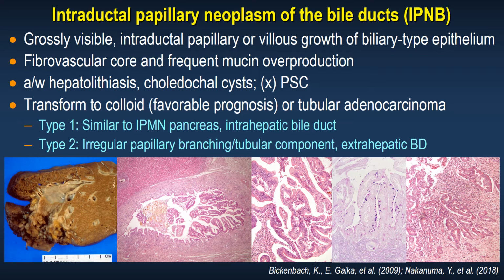IPMB may also be divided into type 1 and 2. Type 1 mainly involves intrahepatic duct and is similar to pancreatic IPMN. Type 2 mainly involves the extrahepatic duct, including hilar duct. It is a tumor with irregular papillary branching or tubular component.